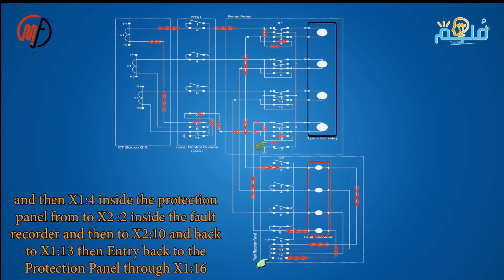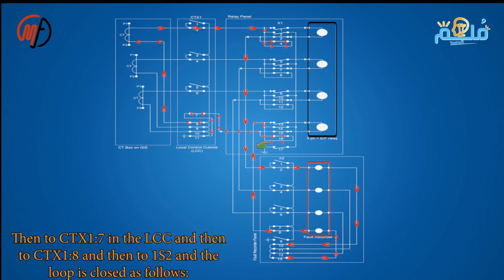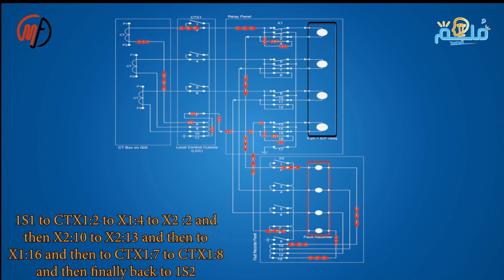The loop is closed from 1S1 to CTX1 terminal 2, through X1 terminal 4 to X2 terminal 2, X2 terminal 10 to X2 terminal 13, X1 terminal 16, CTX1 terminal 7, CTX1 terminal 8, back to 1S2. Loop starts at 1S1, ends at 1S2.